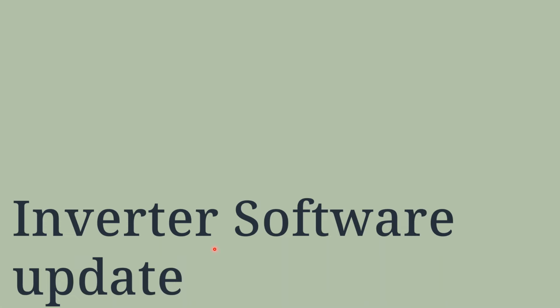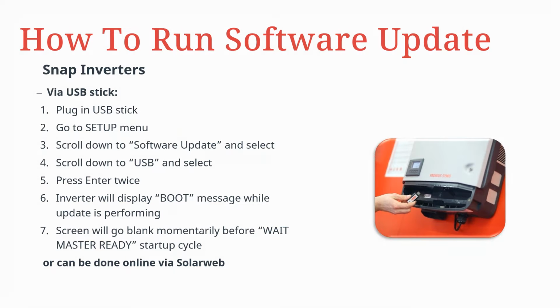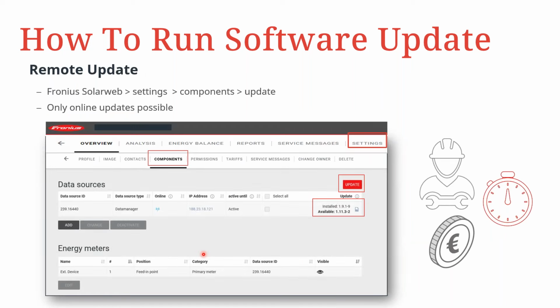Good. Let's now talk about how inverter software updates can be carried out. For the Snap inverters, it is possible to have these updates via USB stick. As you can see, all you need to do is to follow the steps. Once you download the firmware update, excuse me, onto your memory stick, you have to follow this process. Once you do so, you will be able to carry this out. Of course, there's a way you can actually do it remotely.